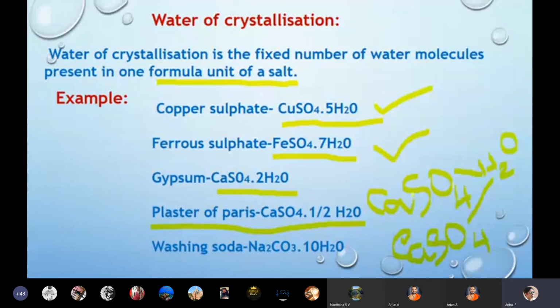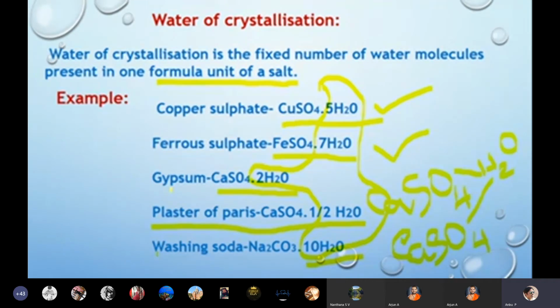Washing soda, Na2CO3 dot 10 H2O. So these give clear indications that there are salts which consist of water molecules present in them. This process is called water of crystallization, or can also be called recrystallization. So that is the meaning of the recrystallization process.